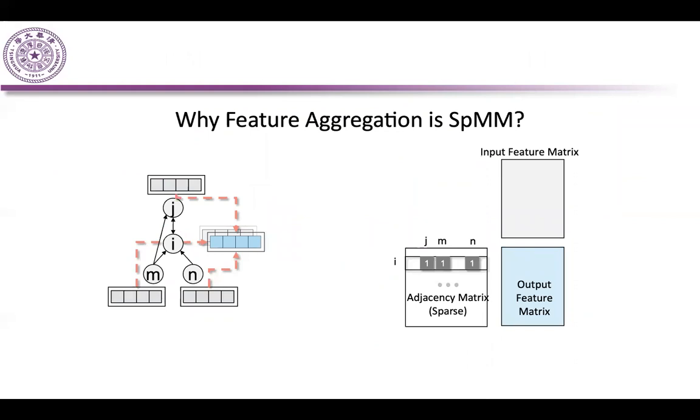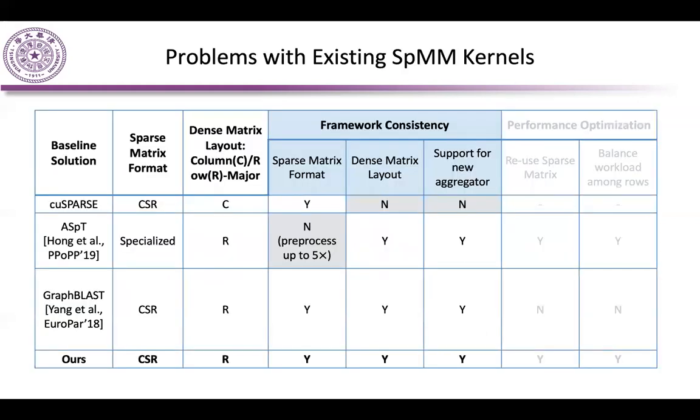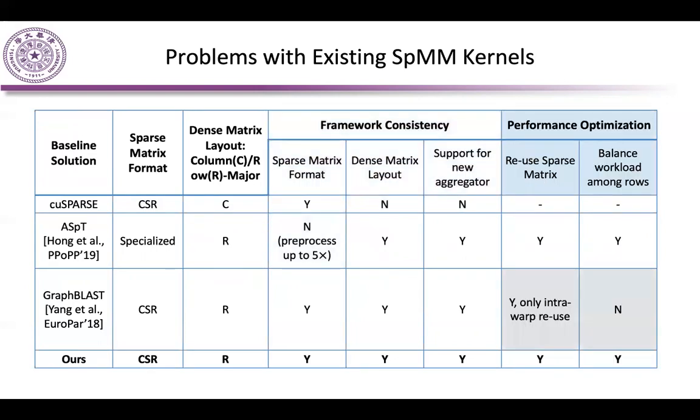Here we see a node gathering its neighbors' features and adding them together. This is the inner product between a row in the adjacency matrix and the feature matrix. The adjacency matrix is often sparse and stored compressed, like in the CSR format. Current SpMM kernels either have a sparse format inconsistent with the GNN framework, which would bring data transformation overhead if utilized, or their performance is not satisfactory.